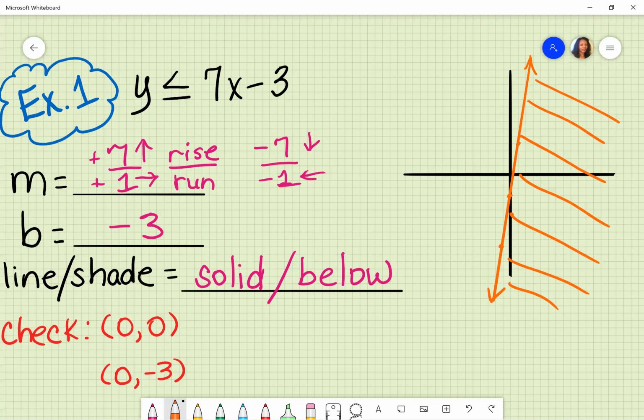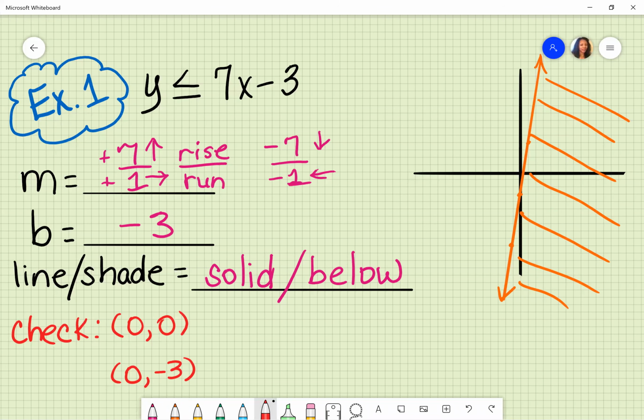So let's check and see if that's actually true. For me, I always use these points. I use my origin and I use my y-intercept. So the y-intercept has to have 0 for your x value. So what I do is I go back to my inequality and I check my work. So I substitute the zeros in for x and y and see if that's true. So when I multiply this 7 times 0, of course, that's going to go away. And now is 0 less than or equal to -3?